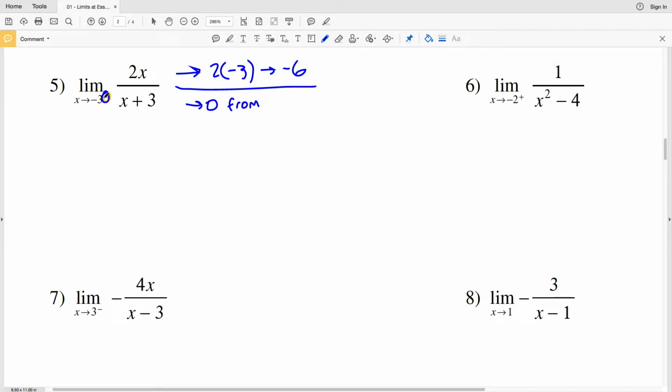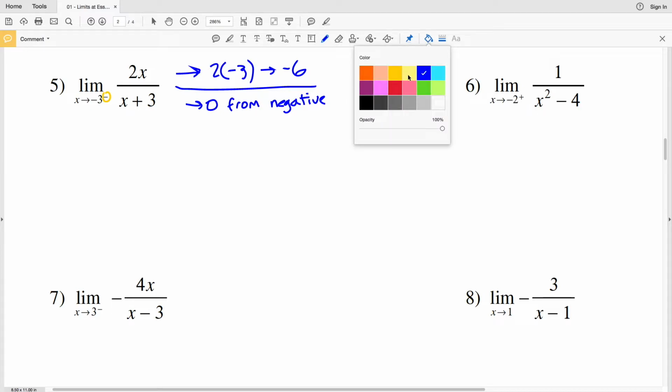So if we're coming from the left, we're going to be coming from a number less than -3. So let's enter in -4. -4 plus 3, that indeed equals a negative number. So we're approaching 0 from negative values. So now we have a -6 over a negative number that is approaching 0, and a negative over a negative is a positive. So we know that this limit is going to be positive infinity.